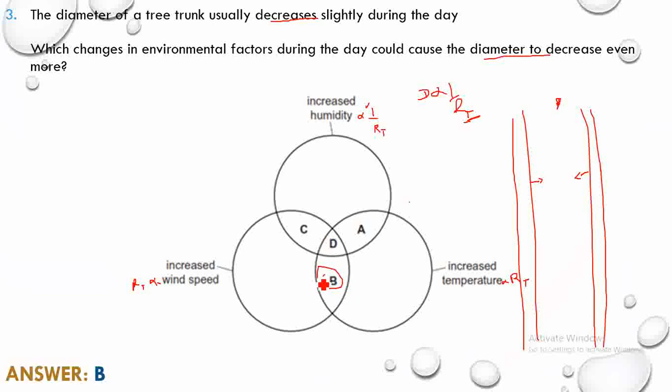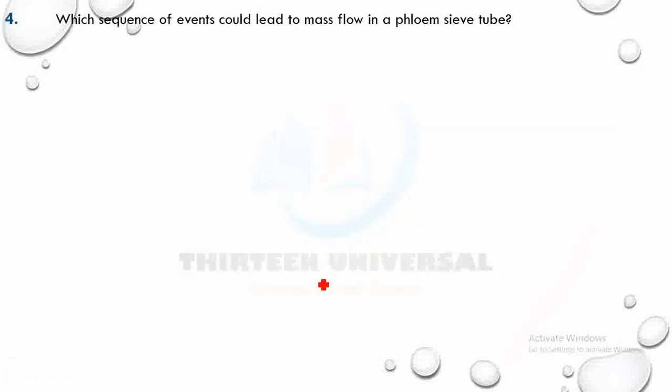Okay, let's go. Come on, let's do this. Number 4, which sequence of events could lead to mass flow in a phloem sieve tube?